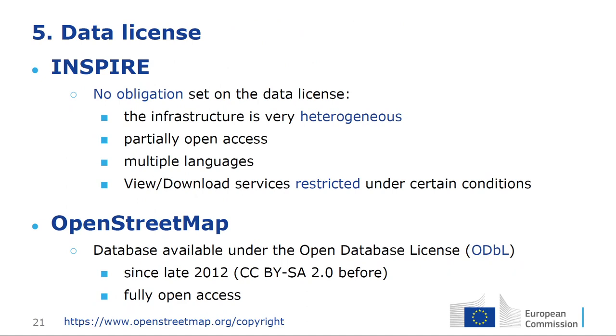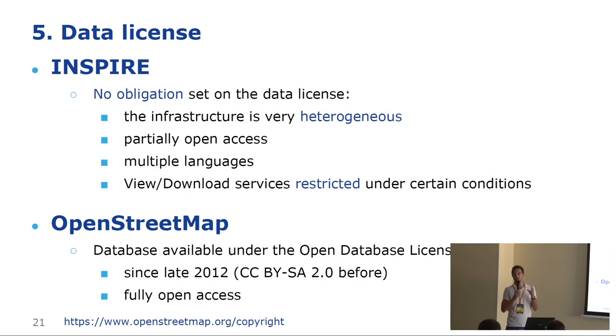License is also a point of difference because, first of all, in INSPIRE, the directive does not mandate the use of one specific license. The result is that the picture is very heterogeneous. So member states are using different licenses, sometimes licenses that are really custom and expressed in national languages. And only a portion of the data is actually open access. In OpenStreetMap, instead, license interoperability is, in a sense, intrinsically ensured because the whole database is available under the ODbL, the Open Database License. Actually, this is true only for data contributed after 2012, because before there was CC BY-SA.